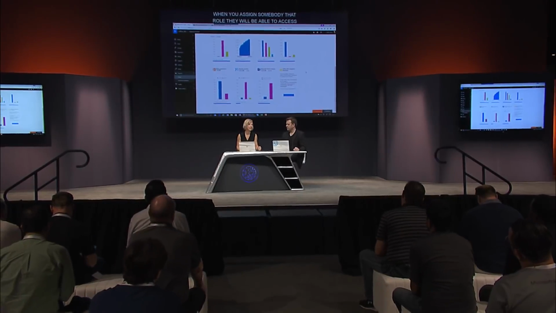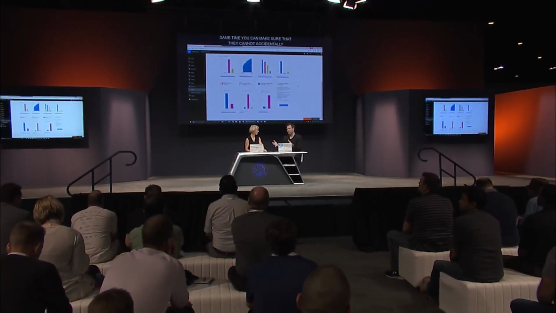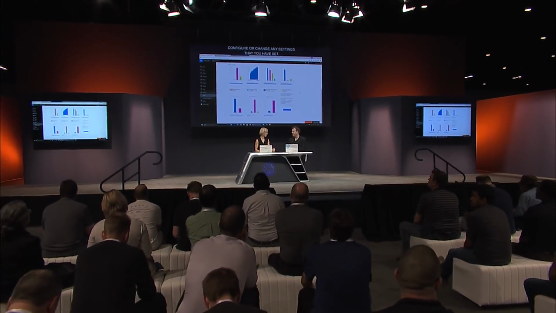But what we also announced this week at Ignite is the new reports reader role that you can assign to anybody in your organization directly in the admin center. And when you assign somebody that role, they will be able to access the usage reports and the content pack, while at the same time you can make sure that they cannot accidentally configure or change any settings that you have set. Oh, come on, this is amazing stuff. Reports role, it's a non-admin role for people to actually track usage. This is good stuff. A lot of you have been asking us for this for a long time.